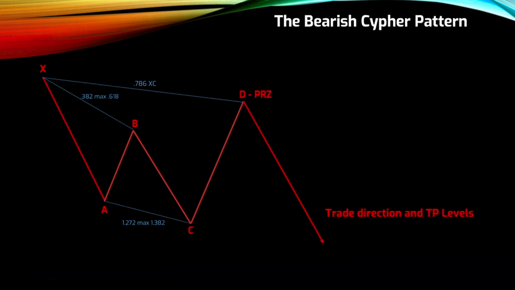Exactly the same, but it's flipped on its head, guys. So the impulse leg X to A to B retraces 382 to a maximum of 618. B to C is then an extension of the X to A, 127 minimum, maximum of a 138, and C to D is a 786.